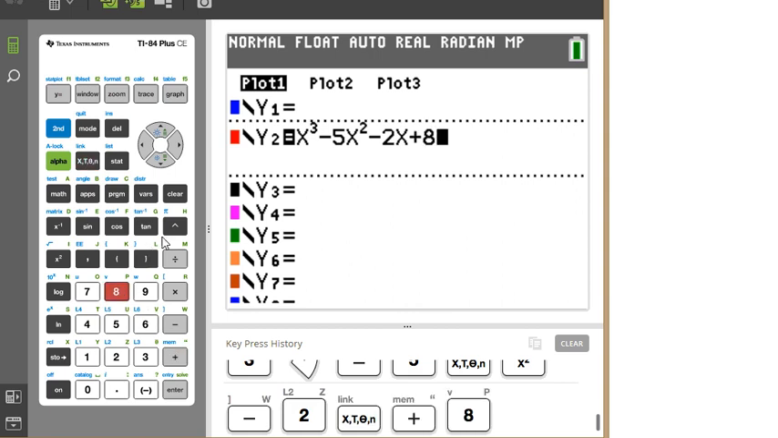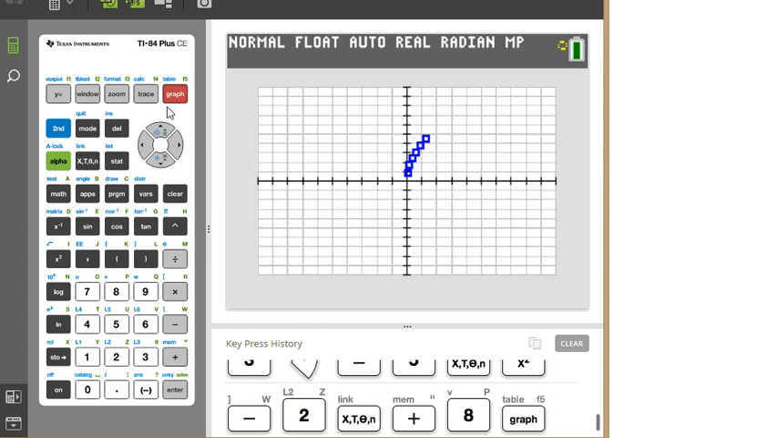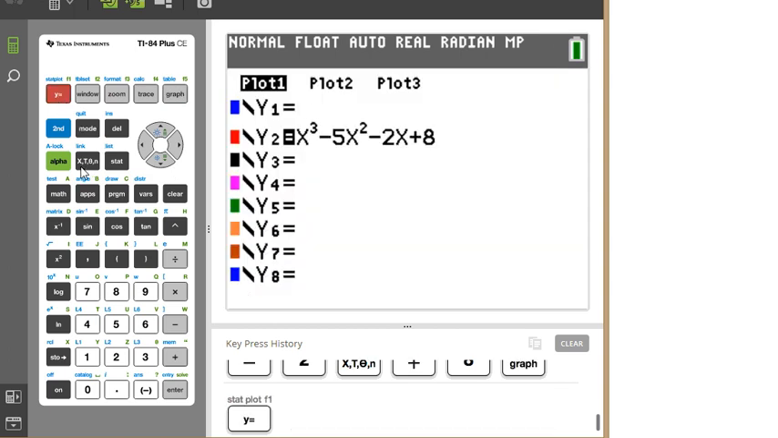If we're looking for places that the graphed function touches or crosses the x-axis, and I am not seeing that exactly. x cubed minus 5x squared minus 2x, or plus 2x. I'm thinking, well, that looks wrong.